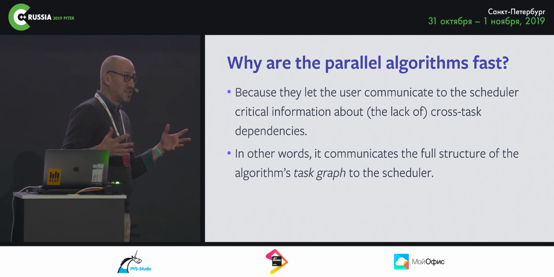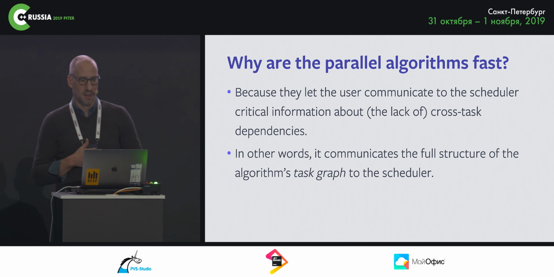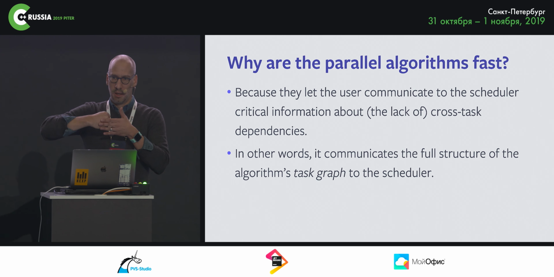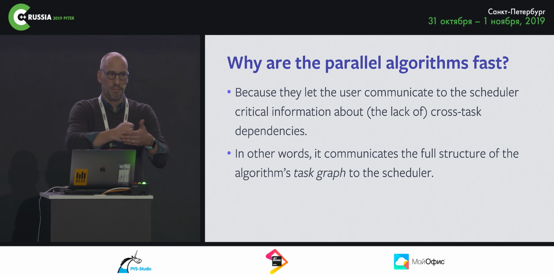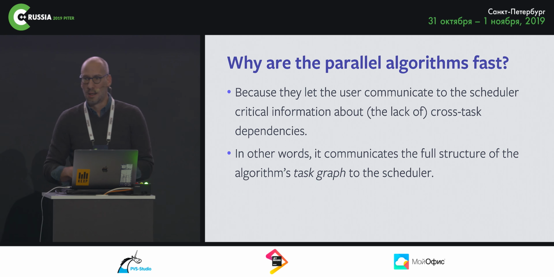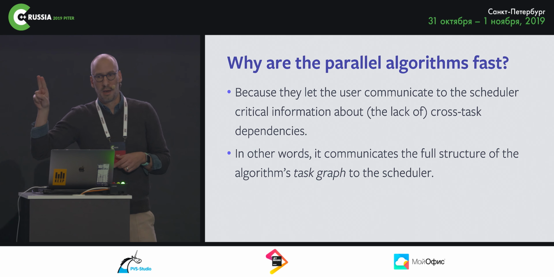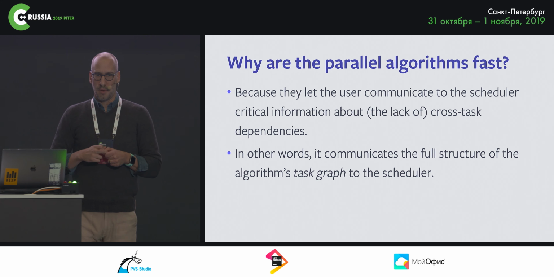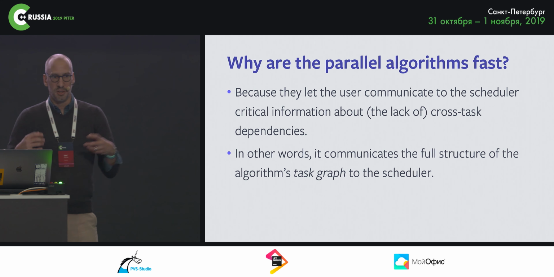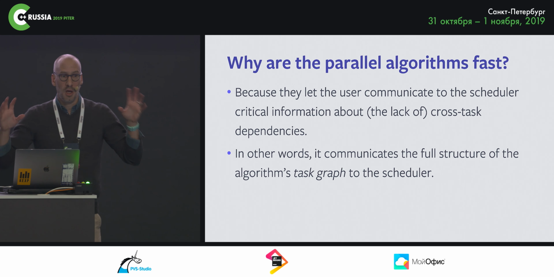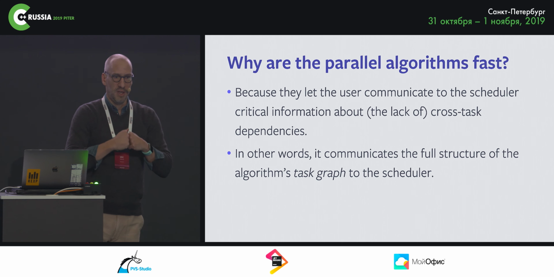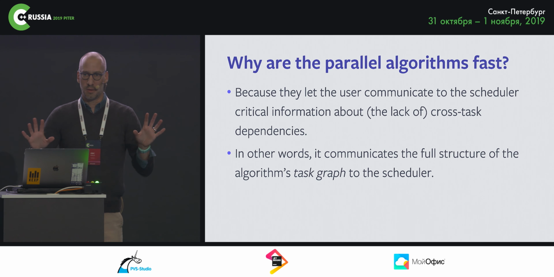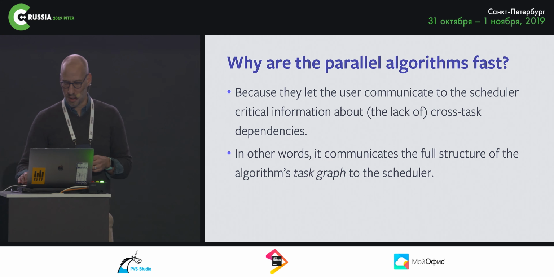Okay, so in C++17 we got parallel algorithms. Why are they fast? Because when you pass the par_unseq execution policy into a parallel algorithm, you are making a promise to the compiler, right? Scout's honor, I am not creating inter-task dependencies in these parallel tasks. And you can take advantage of that information to do something smart. In other words, you are communicating the full structure of the algorithm's task graph to the scheduler before executing the algorithm. Okay, and that's important.